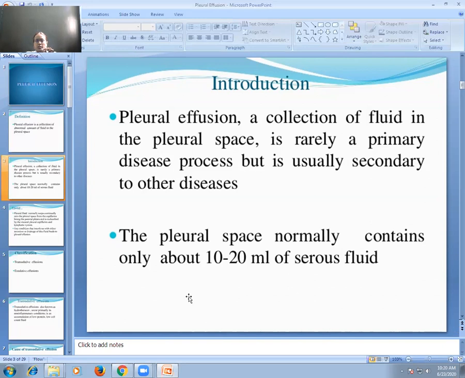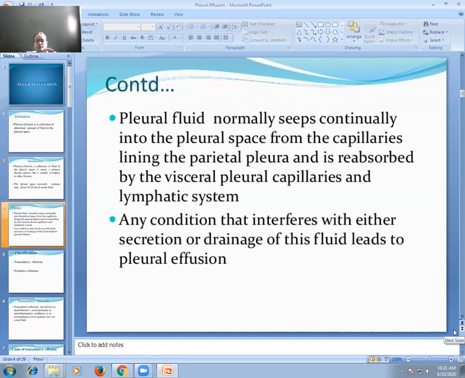The pleural space normally contains only about 10 to 20 ml of serous fluid. Normally the pleural fluid is secreted continually into the pleural space from the capillaries. This fluid comes from capillaries which are lining the parietal pleura, and it is reabsorbed by the visceral pleural capillaries and the lymphatic system.